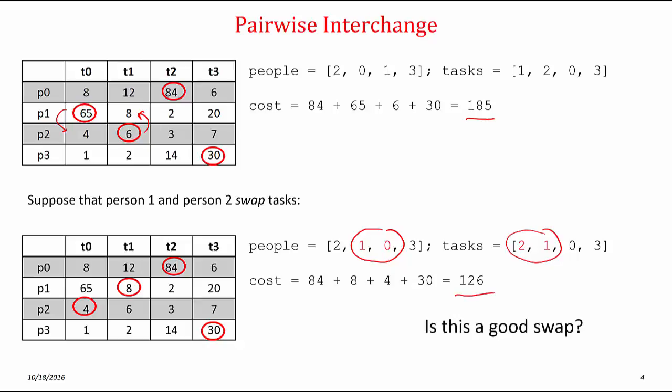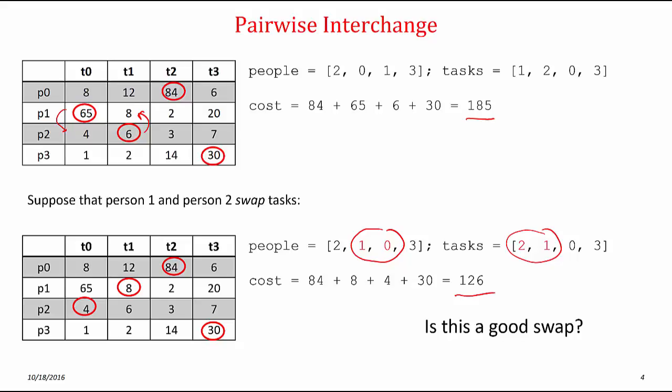And so the question is, is this a good swap? So recall that our objective here is to make the assignment that meets our constraints, that each person has exactly one task and each task is assigned to exactly one person, but our objective is to minimize the total cost.